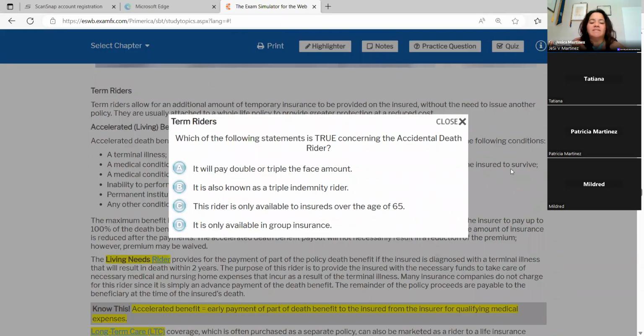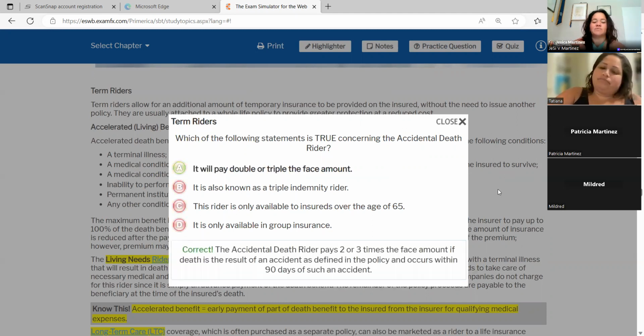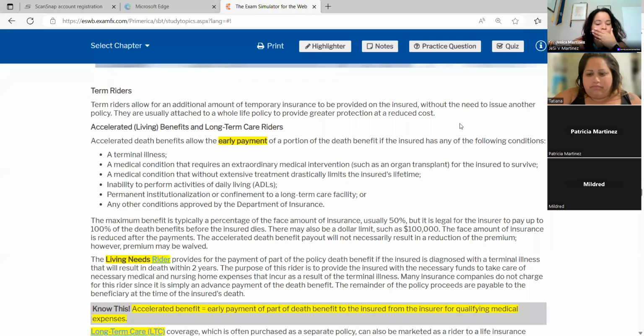Which of the following statements is true concerning the accidental death rider? A, it will double or triple the face amount. B, it is also known as a triple indemnity rider. C, the rider is only available to insureds over the age of 65. D, it is only available in group insurance. It will pay double or triple for the face amount? The face amount. Yes, perfect. It will pay double or triple the face amount.